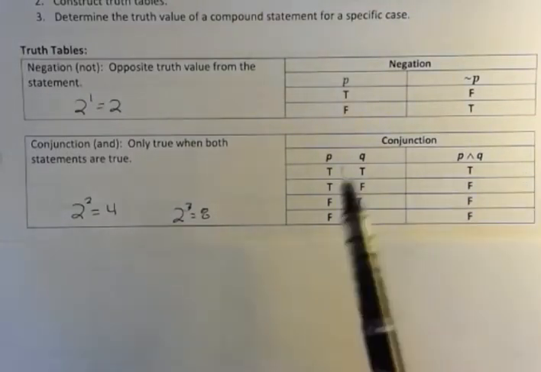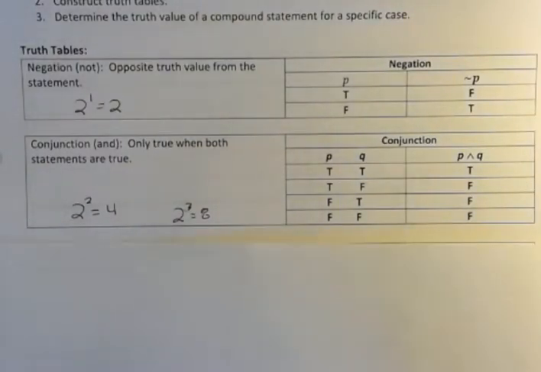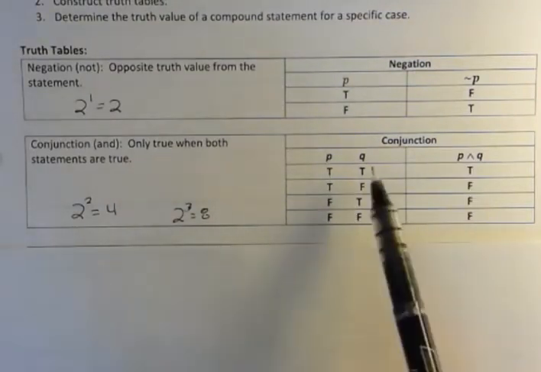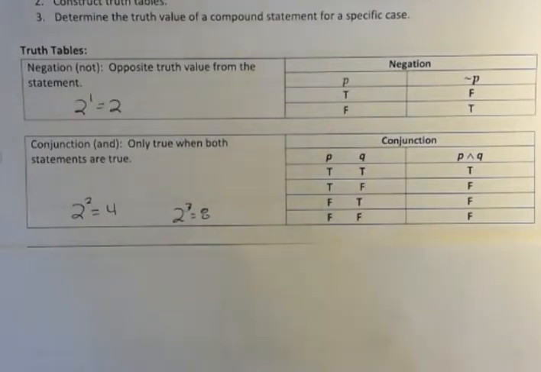The other thing I want to point out about this is that there is a pattern here. The P, we always put true, true, false, false. And then Q always goes true, false, true, false.